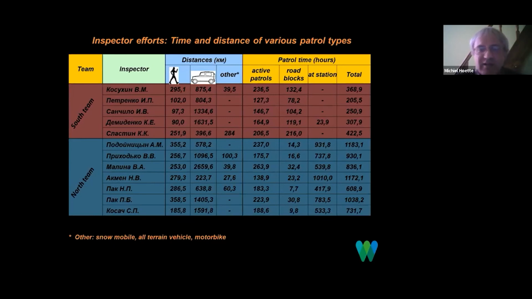And in this strict reserve, this information is also collected on how much time they spend at the station. Basically, they're not patrolling then, but they're away from home. So basically it's work, and therefore it makes sense to collect that data.